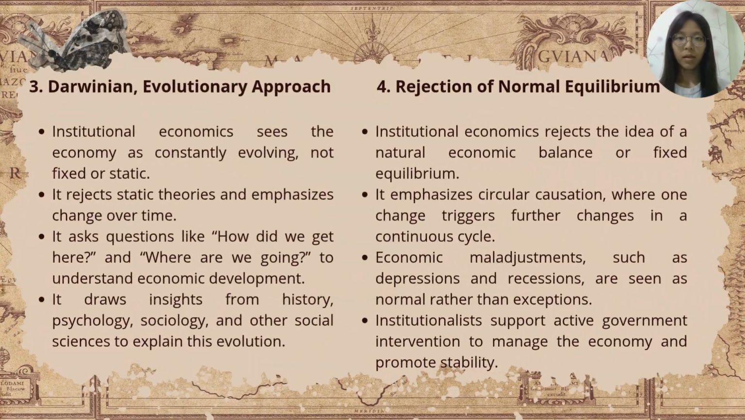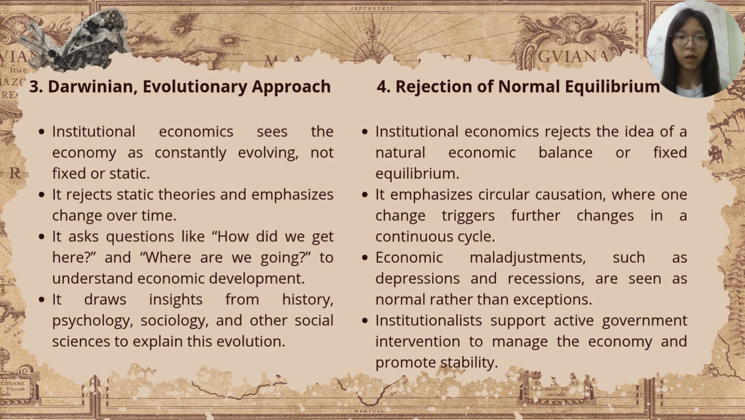The third one is Darwinian evolutionary approach. Institutional economics views the economy as something that is constantly changing, not fixed or static. It rejects static theories and instead emphasizes how things evolve over time. Rather than asking where is the ideal model, it asks questions like how did we get here and where are we going to understand economic development. To explain economic development, institutionalists rely on insights from many fields such as history, psychology, sociology, anthropology, and other social sciences.